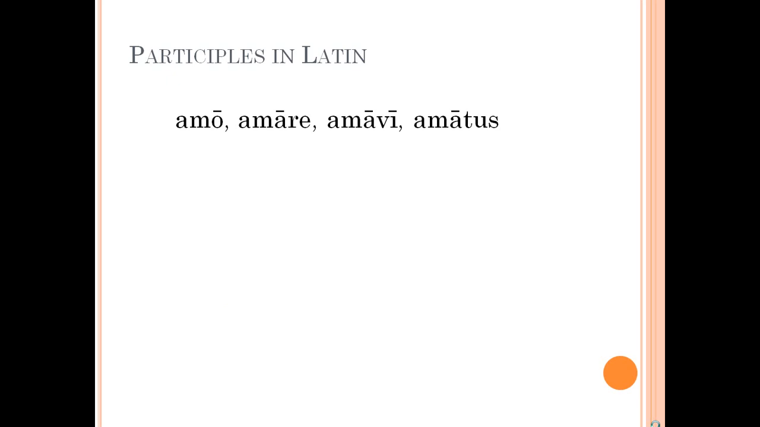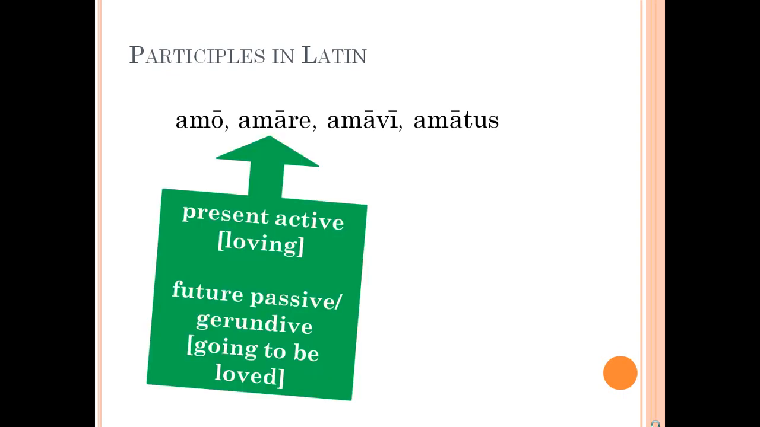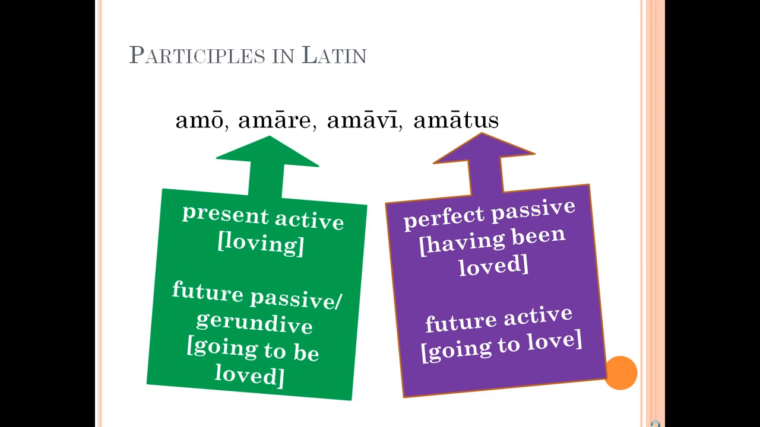Because it comes from a verb, it's always good to start with our principal parts in Latin, because every verb has principal parts. And these principal parts are where we're going to derive our participles from. Our second principal part, the infinitive, gives us two participles. It will give us the present active and the future passive. And the future passive is also called the gerundive. Our fourth principal part will give us two other participles: the perfect passive and the future active.